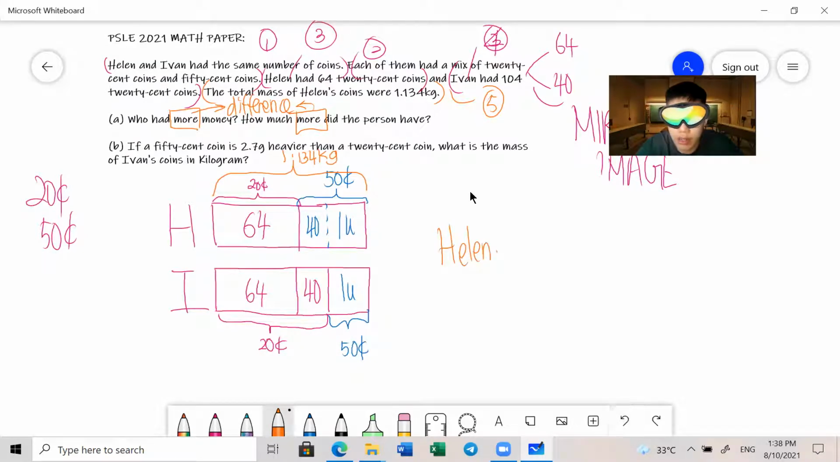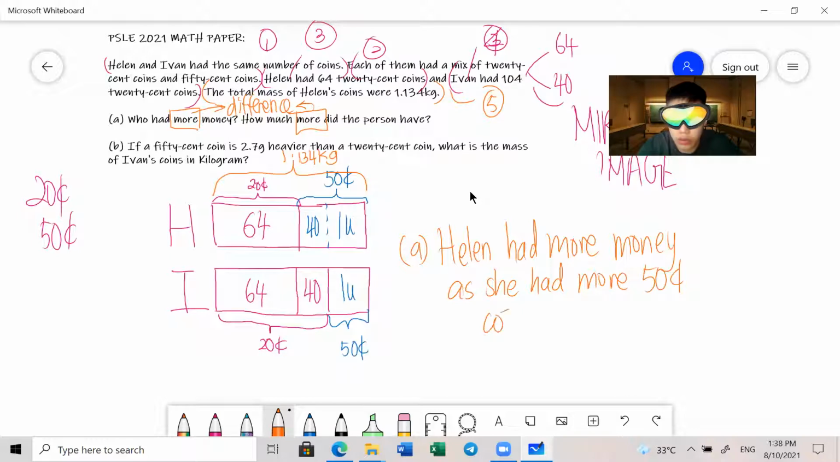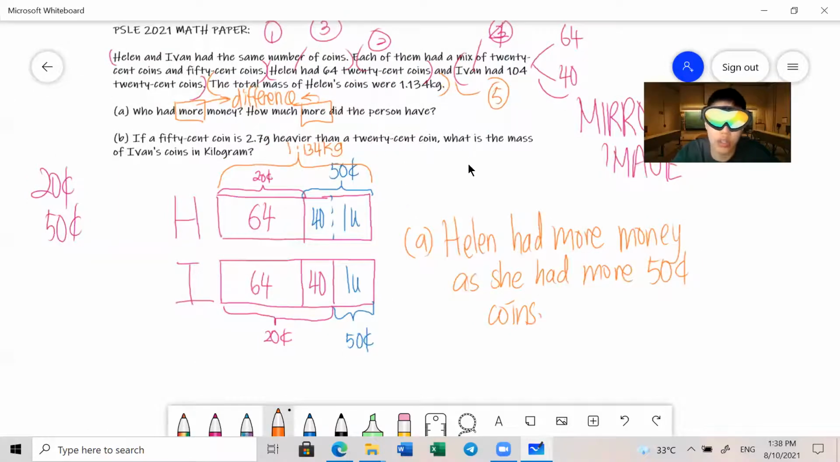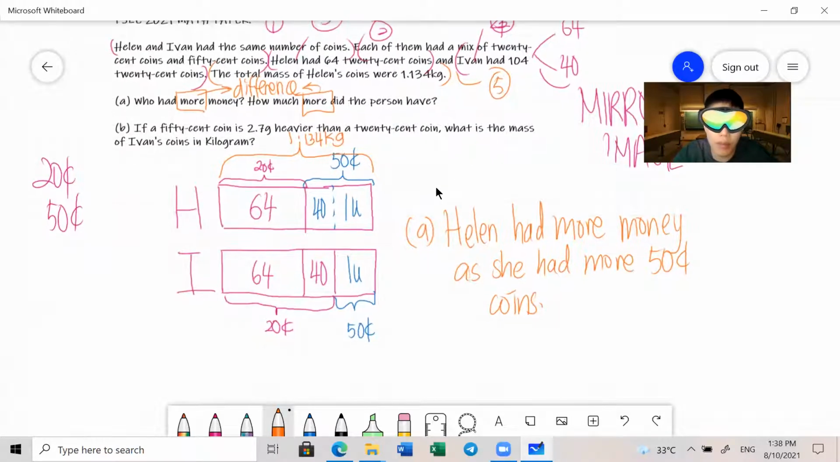So you can write down in complete sentences, Helen had more money. If you want to explain, you sure can, as she had more 50-cent coins. So the value is higher. And then after that, we continue reading. How much more did the person have? Of course they are referring to Helen. So how much more did the person have?